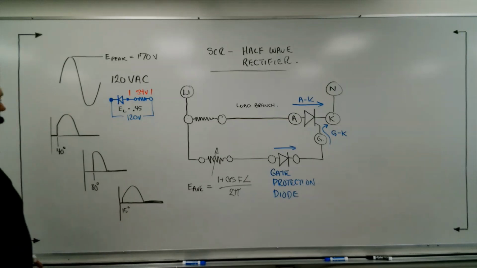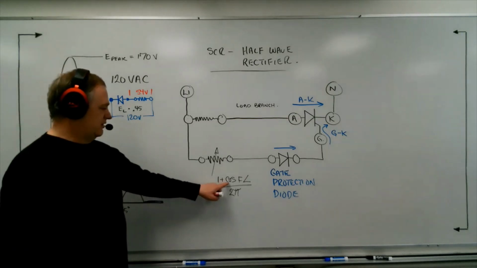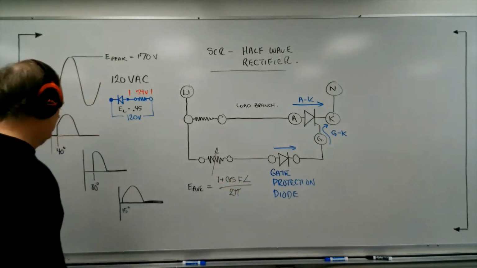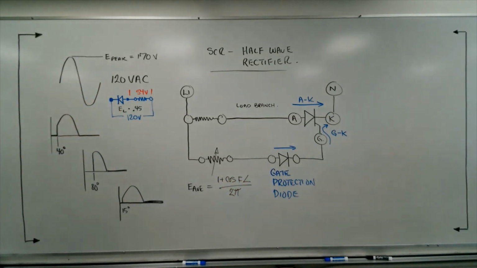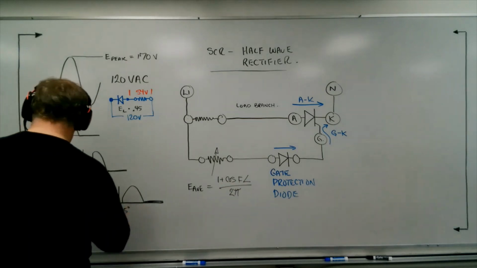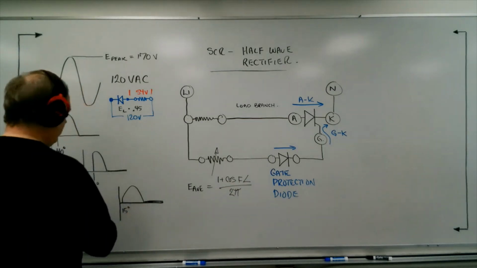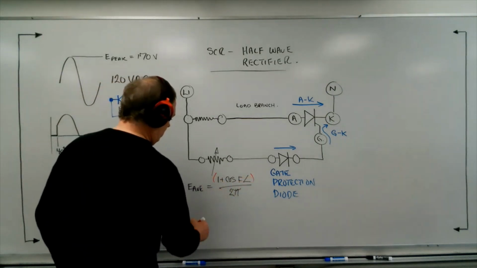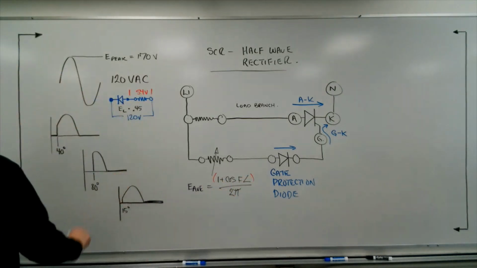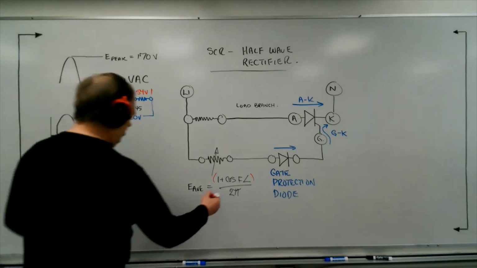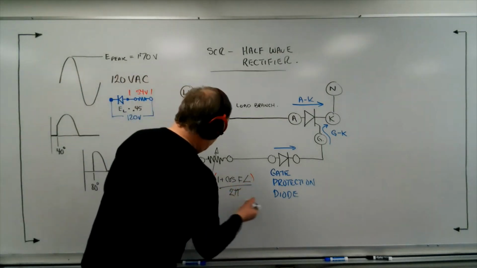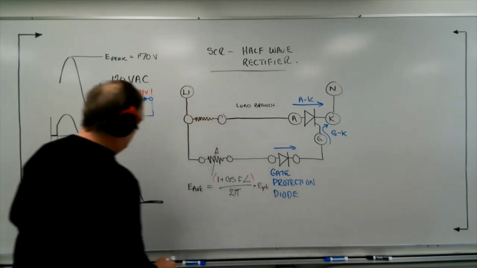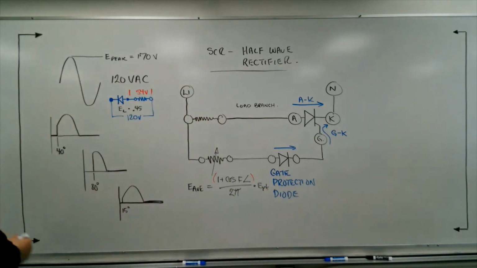So what I'd like you to do is put in 1 plus the cosine of 15 degrees, divided by 2 pi, and I'll give you a second to run that through. Order of operations is important. Make sure you do this part first, then divide by 2 pi, then multiply by, oh, sorry, I need to put in here, this is all multiplied by E peak, okay? So you have to multiply by E peak, and then that'll give you the average voltage.